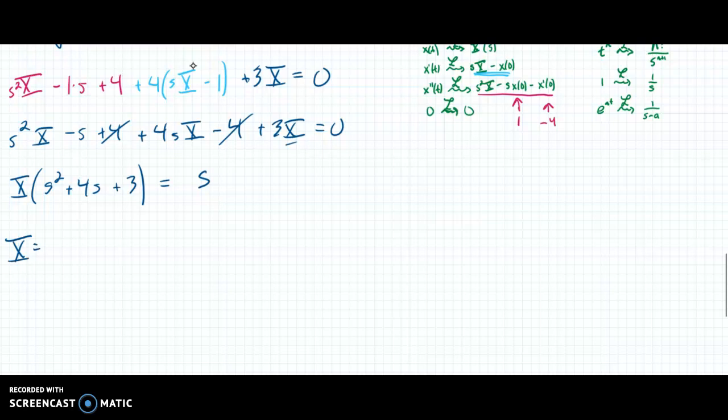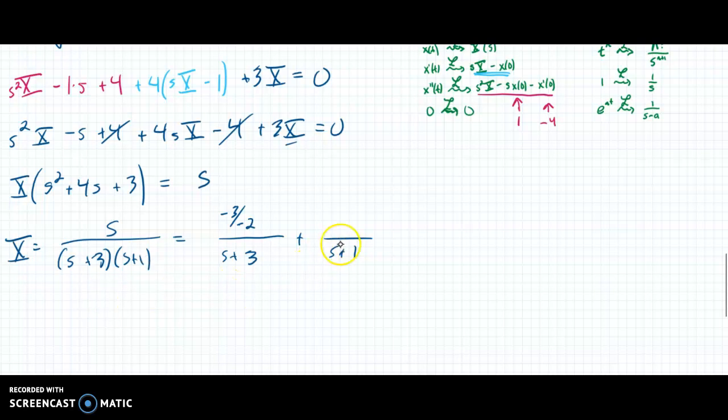X is s over s squared. Sorry, I'll just factor it. s plus 3 times s plus 1. Now I need to do some cover up. s plus 3 plus something over s plus 1. When I cover up the 3, I plug in a negative 3. In the top, that gives me a negative 3 over a negative 2. In the bottom, or in the s plus 1 piece, plug in negative 1. That gives me a negative 1 over a 2.